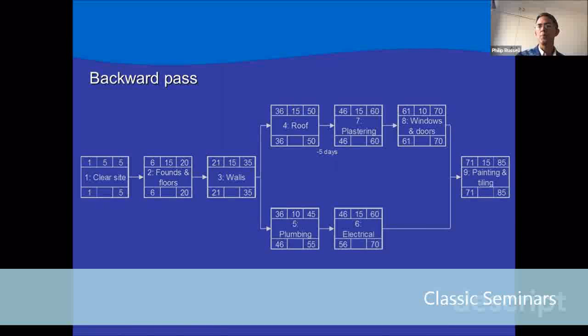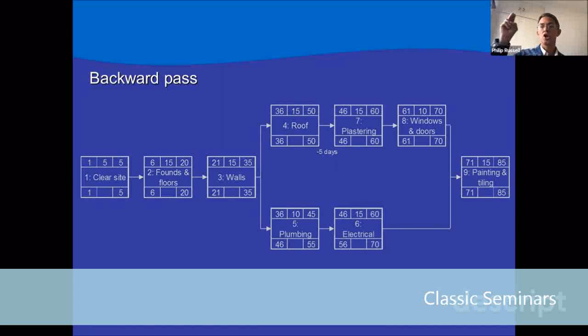Let's go along the top. Actually, no, let's start with the bottom. Starting with the bottom, we have a late finish for electrical at 70 minus 15 gives us 55 plus 1 gives us a late start for electrical of 56. Subtract 1 from that will give us the late finish of plumbing at 55 minus 10 gives us 45 plus 1 is 46, which is the late start for plumbing.